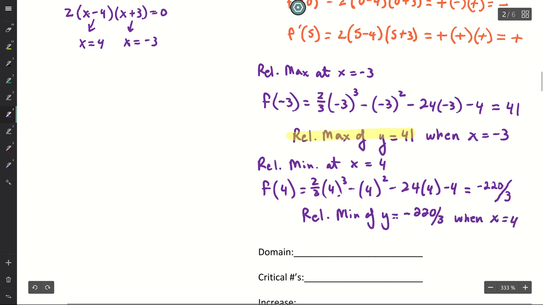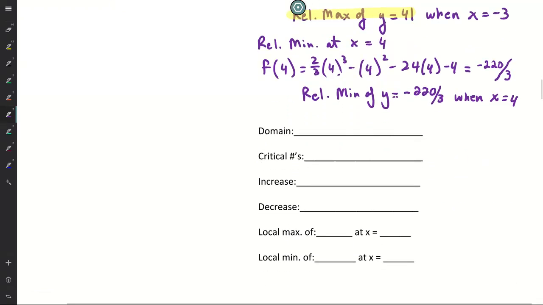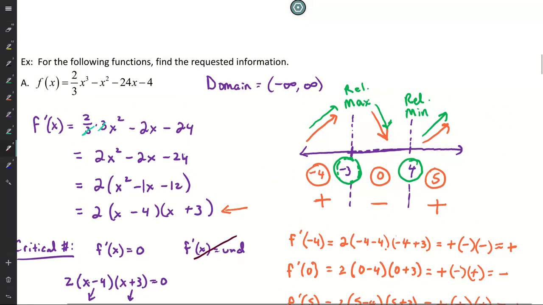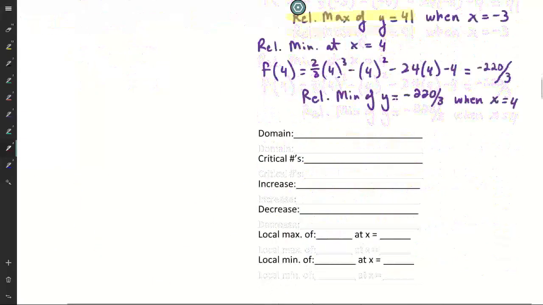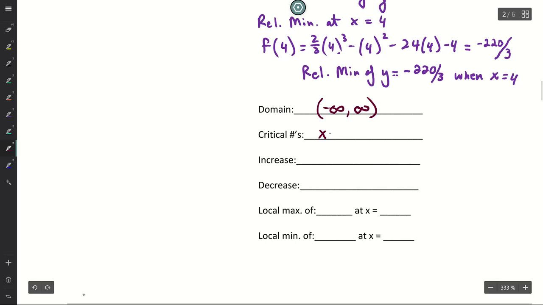All right, I think we have everything we need except for increasing, decreasing, and we can look back up at the test number line to see that. So let's go ahead and come down below and fill in our answers. Our domain, we said from the beginning, was all real numbers, so -infinity to positive infinity. The critical numbers that we got were x equals -3 and x equals 4.